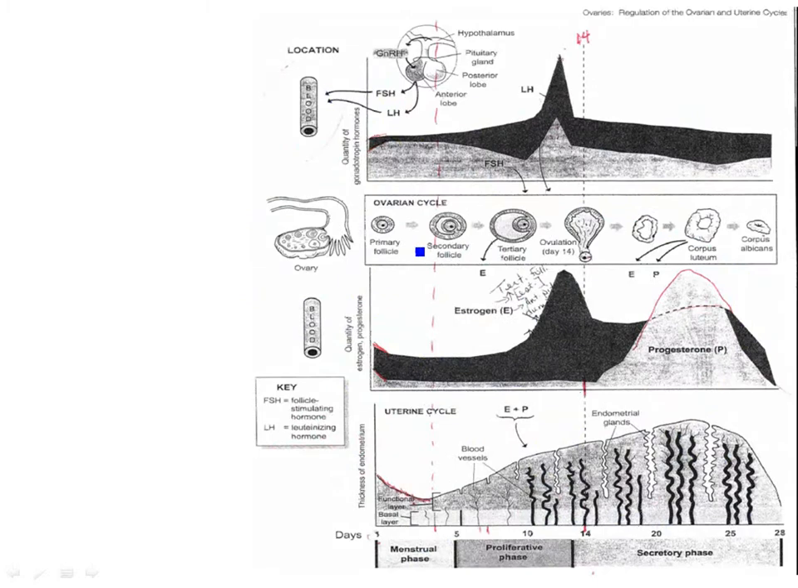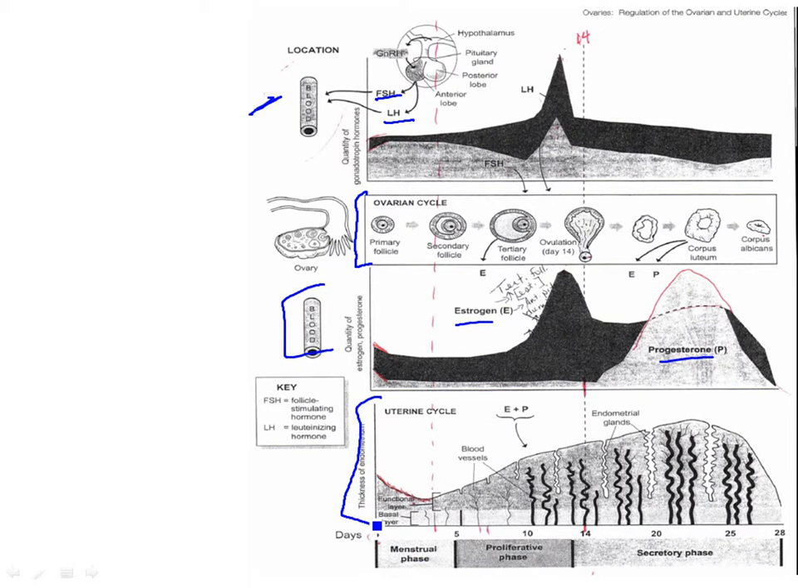Okay, now, let's tie all these events together. Remember, we've been talking about estrogen and progesterone. So here we're looking at your estrogen and progesterone levels in the bloodstream. Up here, we're talking about follicle-stimulating hormone and luteinizing hormone in the bloodstream. Here, of course, we're talking about what's going on in the ovary. And then down here, we're talking about what's going on in that endometrium, or the inner lining of the uterus.